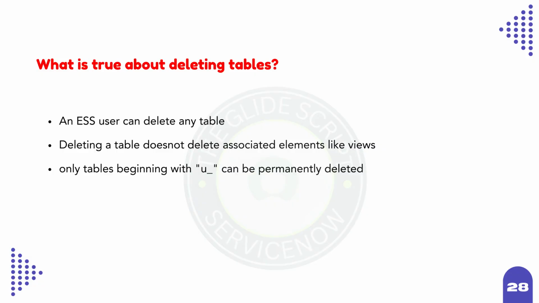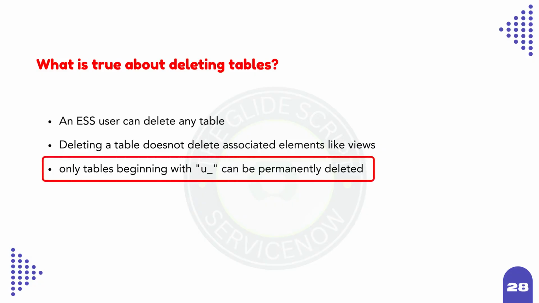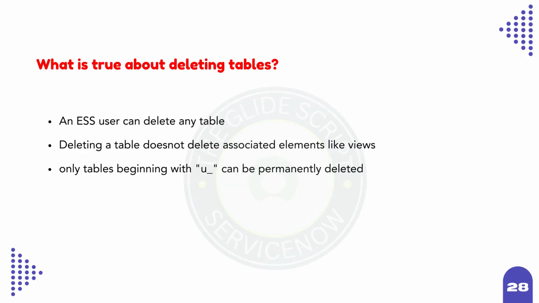And the second option is deleting a table does not delete associated elements like views. It is also false because deleting a table can have cascading effects, potentially impacting views, reports, workflows, and other elements that rely on that table. So it is always crucial to consider these dependencies before deleting a table. So the last option is the correct one. Custom tables in ServiceNow typically start with u underscore in the global scope or x underscore in the scoped application scope. So the last option is the correct one.